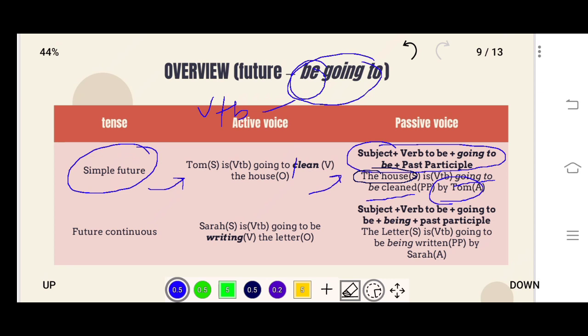Okay, let me see, the next one is future continuous. Alright, so let me see the sentence for the active voice.